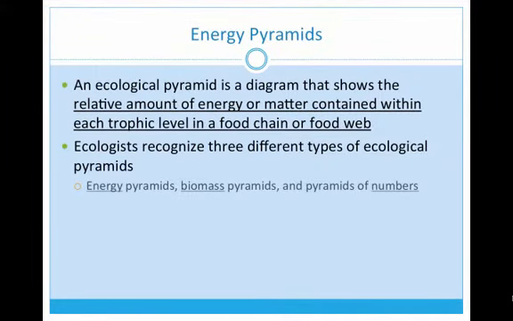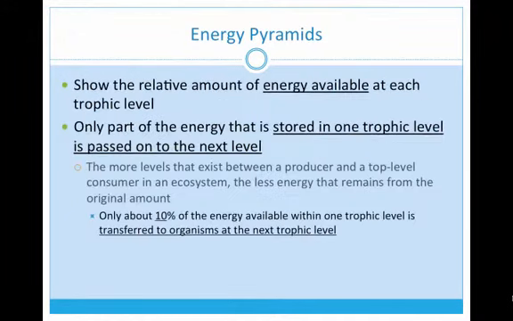An ecological pyramid takes us to the next level of understanding how this works. So if a food chain shows the direction of energy flow, an energy pyramid is a diagram that shows the relative amount of energy or matter at each trophic level of a food chain or a food web. An ecologist might use one of three different types of ecological pyramids. You have energy pyramids, you have biomass pyramids, and you have something called the pyramid of numbers. Now, let's start with energy pyramids.